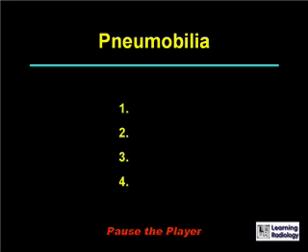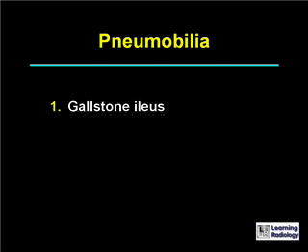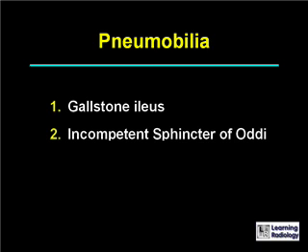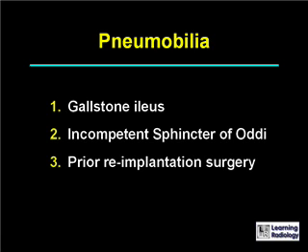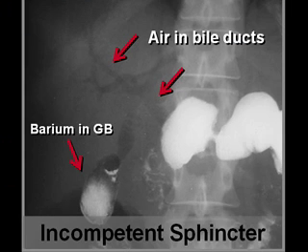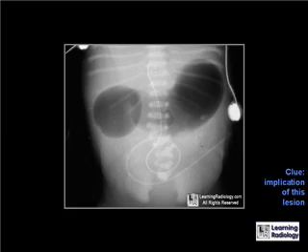The differential is for pneumobilia. There are 4 causes listed. 4 of the possible causes of pneumobilia are gallstone ileus, an incompetent sphincter of Oddi, prior reimplantation of the common bile duct during a surgical procedure, and gas-forming cholangitis. This is the next differential.